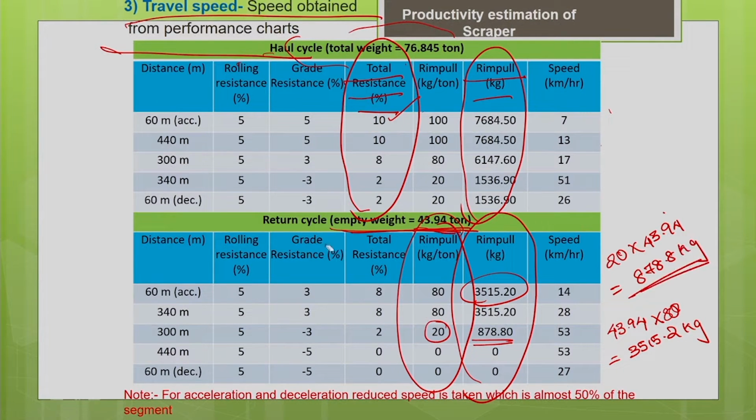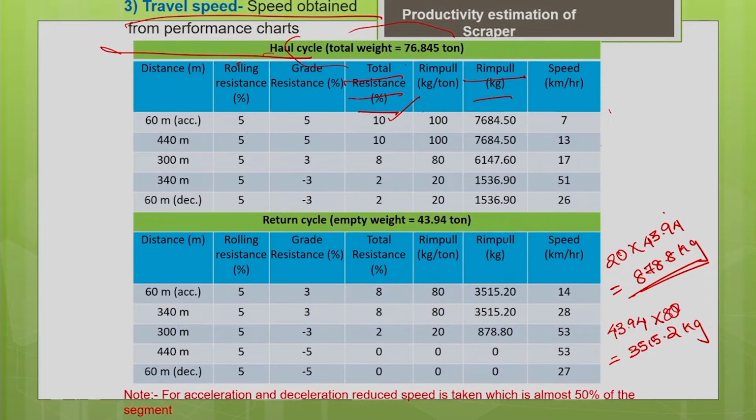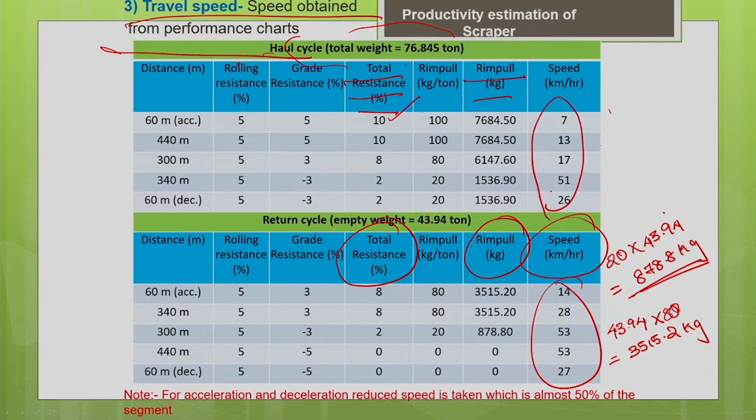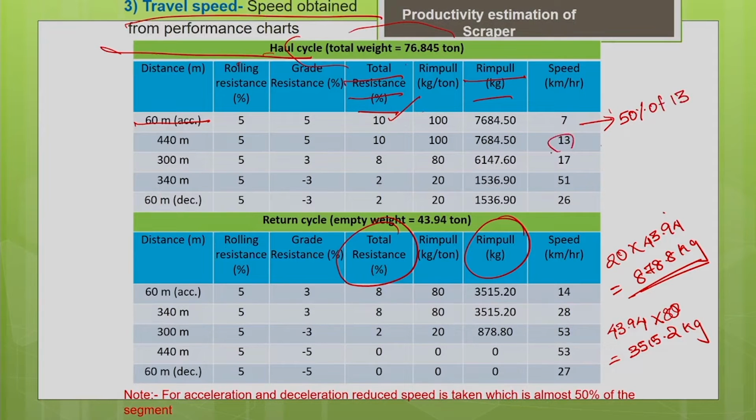So you can use either the total rim pull value or the total resistance percentage and find the speed. One thing you can note here is that your return speed is higher when compared to the haul speed, because the haul is in loaded condition and the return is in empty condition, so the speed is obviously higher. Another important thing to note is that for the 60 meter initial segment for acceleration, I have taken it approximately as 50% of 13.